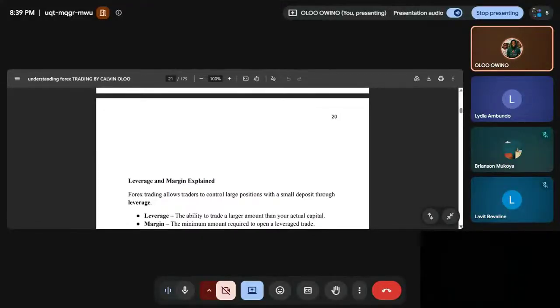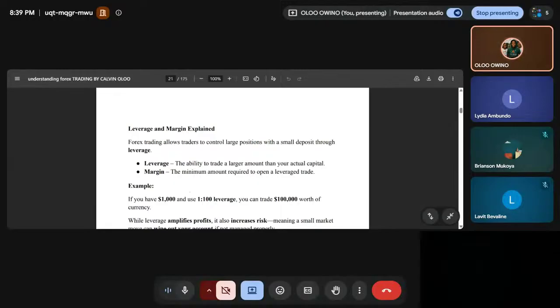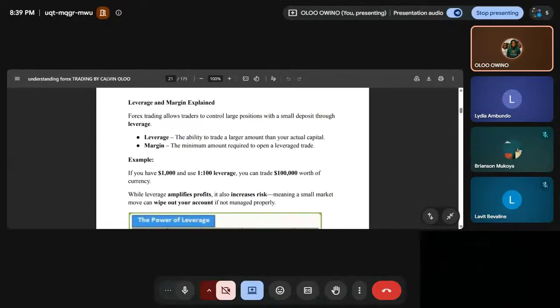Then we have margin. Margin is the minimum amount required to open a leveraged trade. Those are the definitions. Now let's explain them with a more technical example. You have $1,000. Then you use this $1,000 with a leverage of 1:100. That gives you the ability to trade an amount of $100,000 worth of currency.